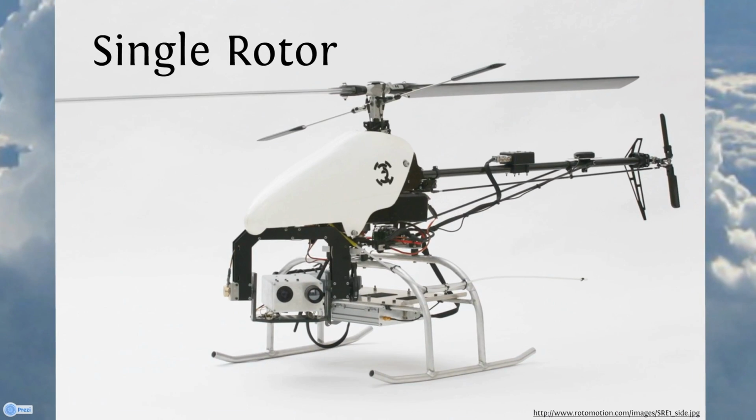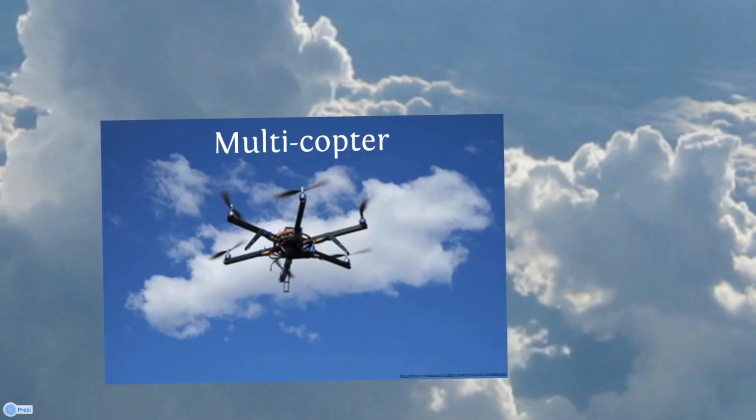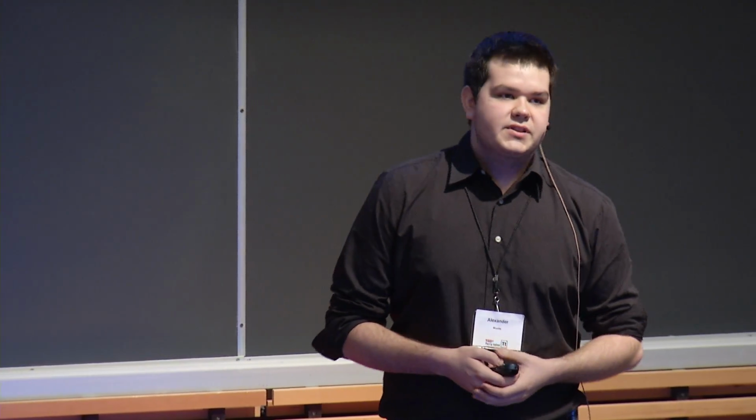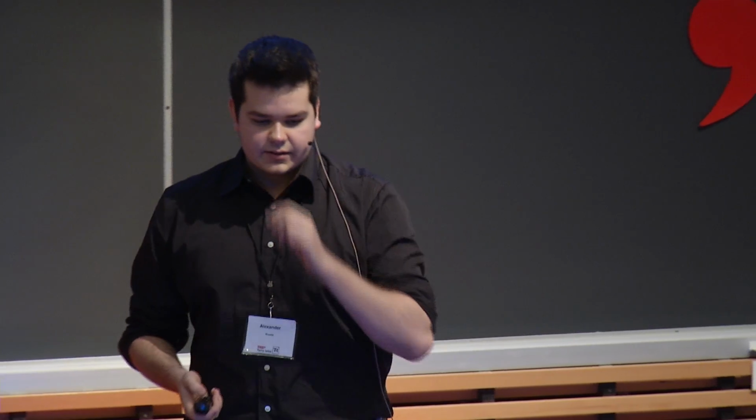The next is a single rotor UAV. This looks like a helicopter. They can be as small as a hummingbird or as big as a full-sized helicopter. These are multicopters, which can have anywhere from 3 to 8 different propellers. These have very good maneuverability, but they have a small flight time. These multicopters can fly in through windows. They can do an assortment of different things.